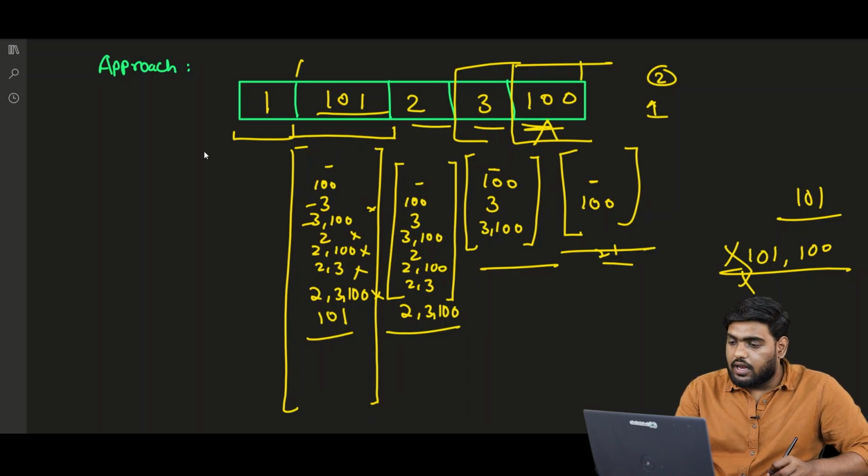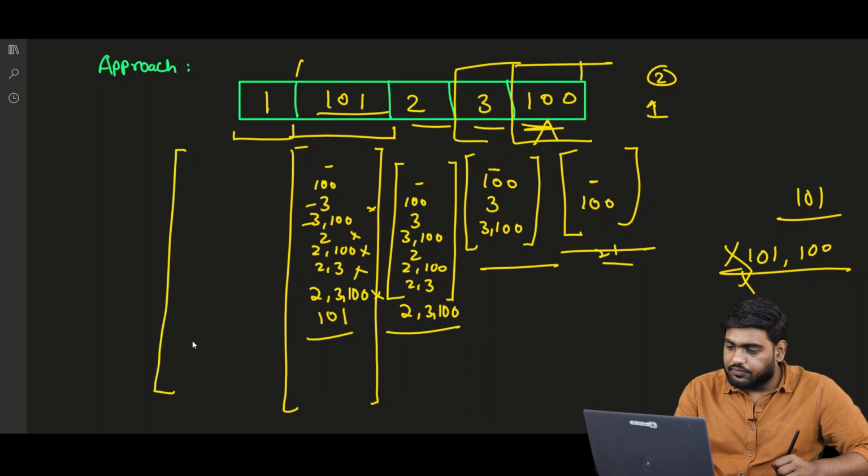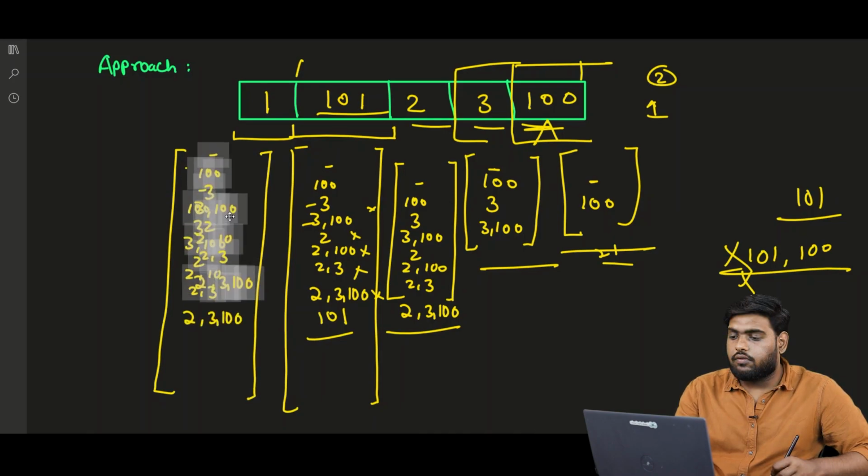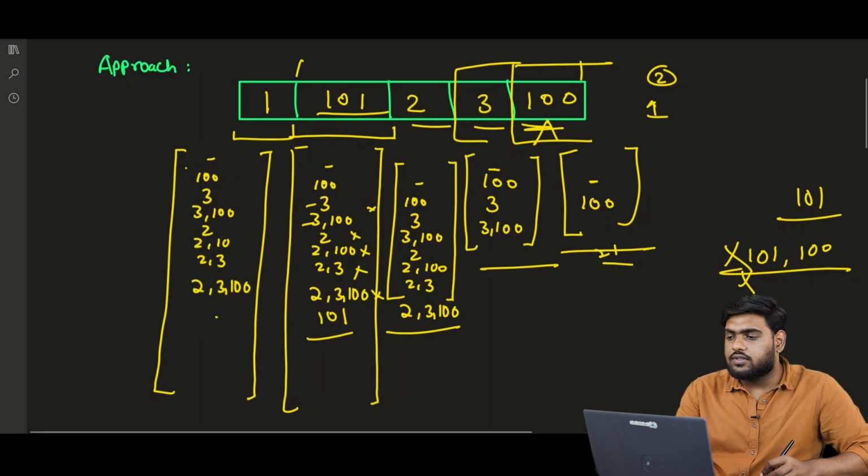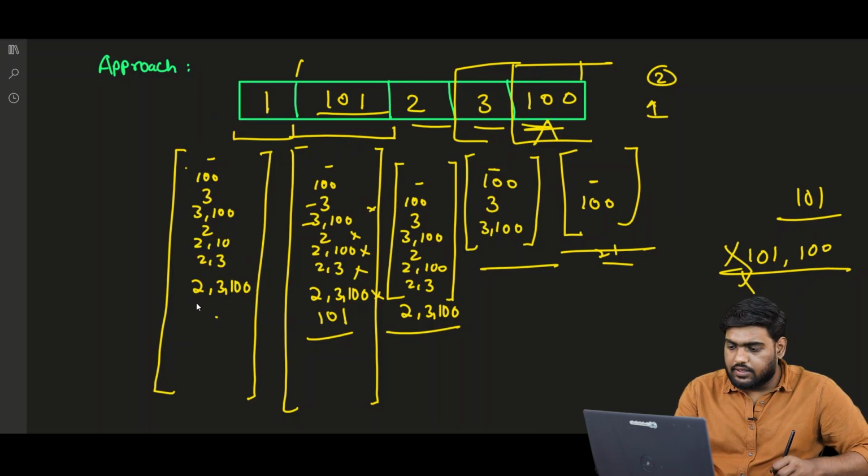Fine. Now let's do the same thing with 1. We have all the subsequences, correct? And this 101, 2. Now we have to make choices with 1. 1 with empty is going to be 1.